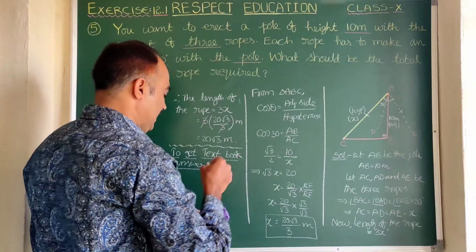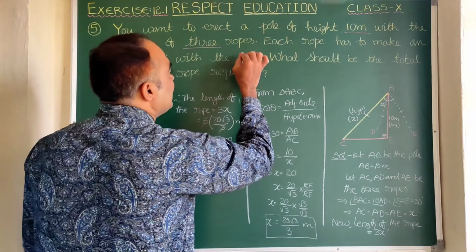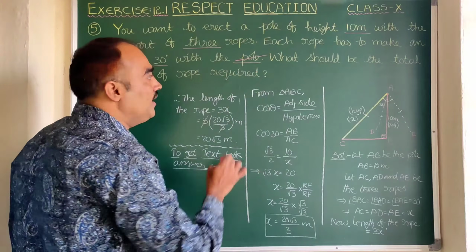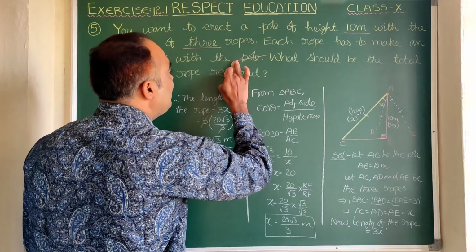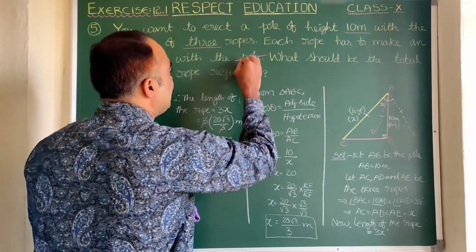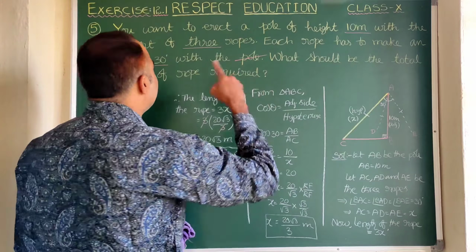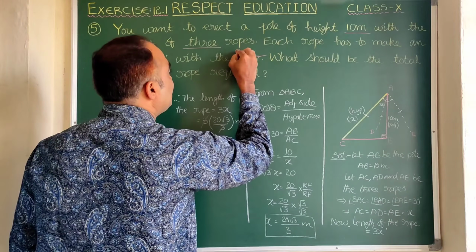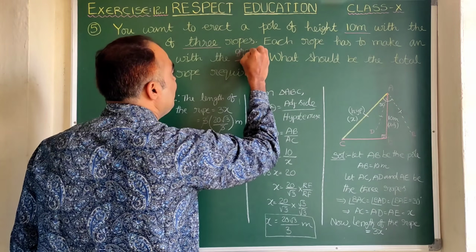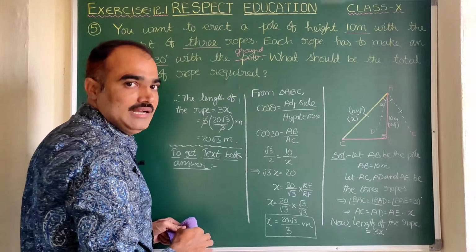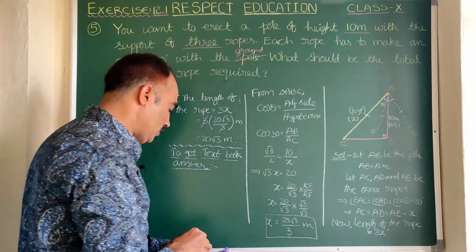For example, if you change this word pole with another word, that is, if you write ground, for example, each rope makes 30 degrees angle with the ground, then we are able to get the textbook answer. See, I will show you how it is possible.